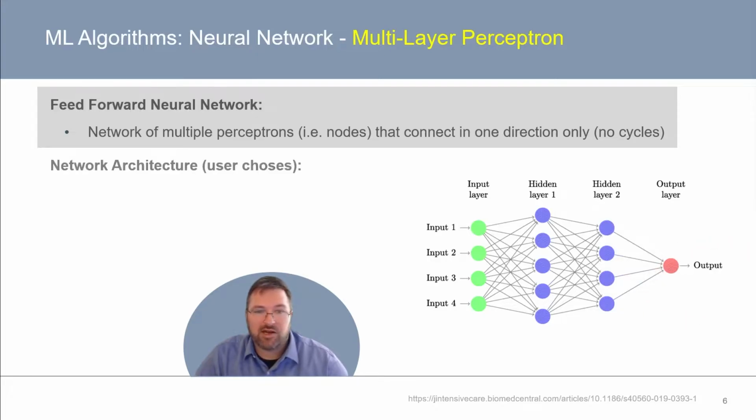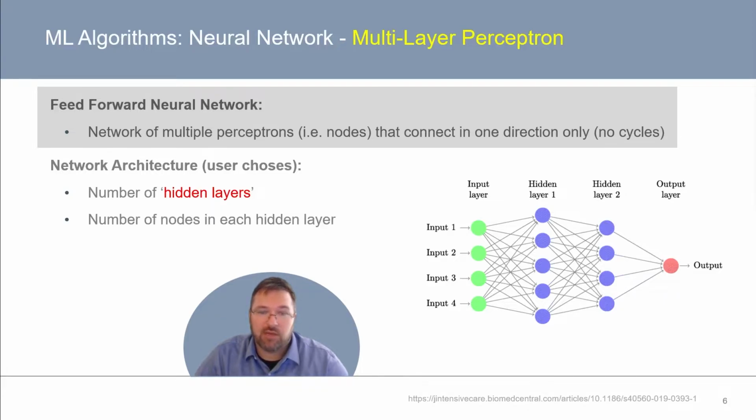To build a multilayer perceptron, the user has to choose the following aspects of the network architecture. First, the user needs to specify the number of hidden layers that will comprise the network. Typically, for what we think of as a feed-forward network, users would choose 1 to 3 hidden layers. Next, for each layer, we need to pick the number of nodes or perceptrons that will be included within each.